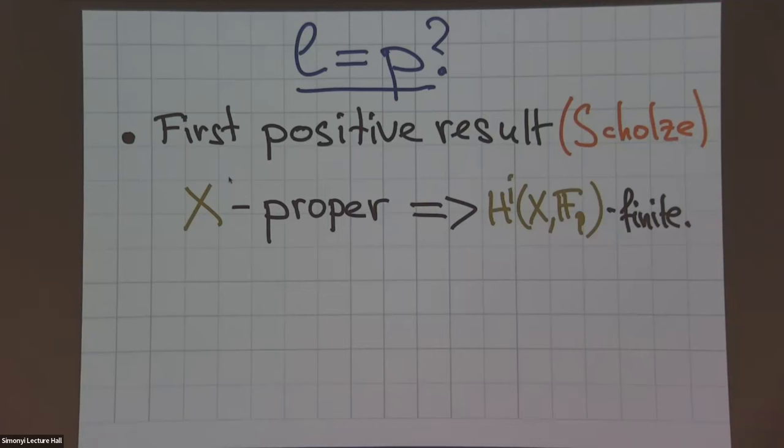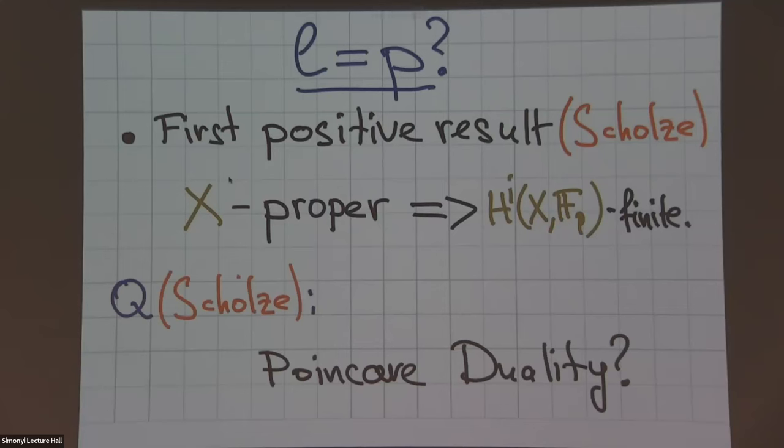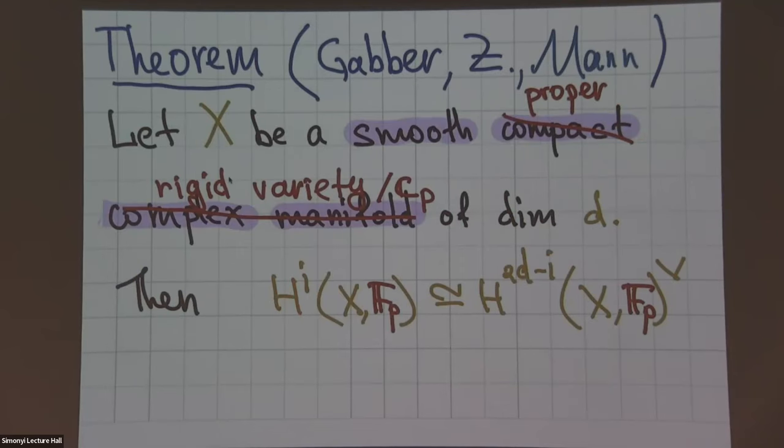But now the second yes answer is that Peter Scholze was able to show, using perfectoid techniques, that if X is proper, then these groups are actually finite. And it was a question, what about Poincaré duality? Does it hold or not in this situation where you have a p-adic manifold and F_p coefficients? That's essentially the main result of my thesis: as long as X is proper and smooth, then you do have the same Poincaré duality with F_p coefficients. And here I should say that the proof was first announced by Ofer Gabber, but it was never written. My thesis was strongly motivated by his ideas, and later it was reproven by Lucas Mann in his thesis.